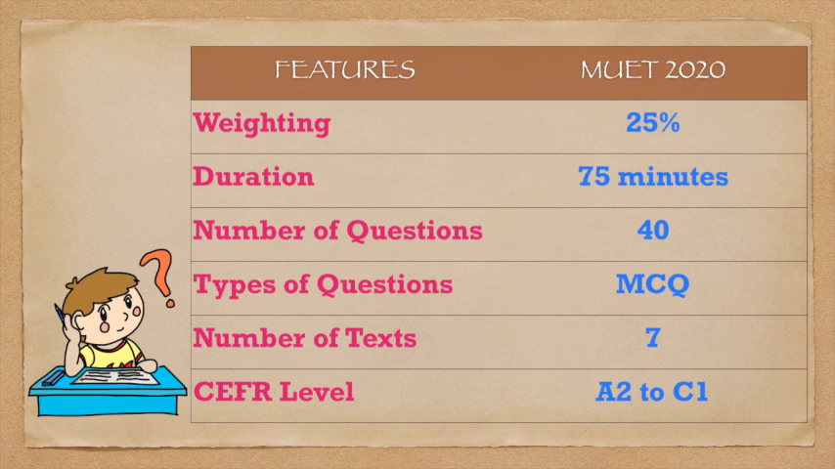The number of questions is 40. The type of question is multiple choice questions or MCQ. Number of texts is 7, and for the CEFR level, it ranges from A2 to C1. So it starts from relatively easy to more challenging questions.